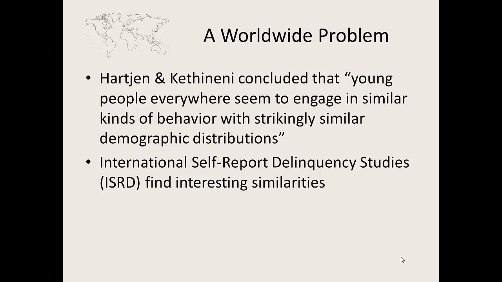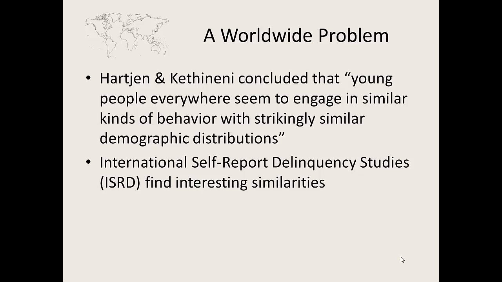This chapter is going to look at juvenile justice from a broad perspective. We begin with the comment that it is a worldwide problem, which I'm sure does not come as a surprise to any of you. Your textbook makes reference to Hartgen and Ketanini's conclusion from one of their studies that young people everywhere seem to engage in similar kinds of behavior with strikingly similar demographic distributions. And that's kind of the way that we begin this process, the idea that juveniles are pretty consistent in their behavior regardless of where they might be found around the world.